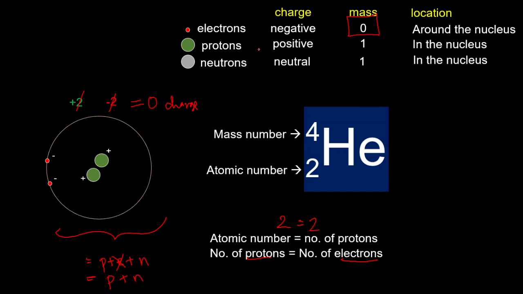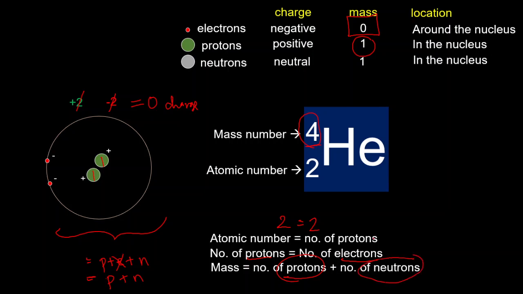And in this case, each proton here has a mass of 1. So we have 1 and 2. So right now, the mass is 2. But the mass here is 4. So what is missing in this picture? We need the neutrons. So the mass is equal to the number of protons and then the neutrons.